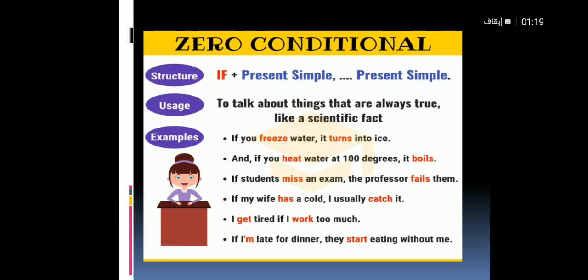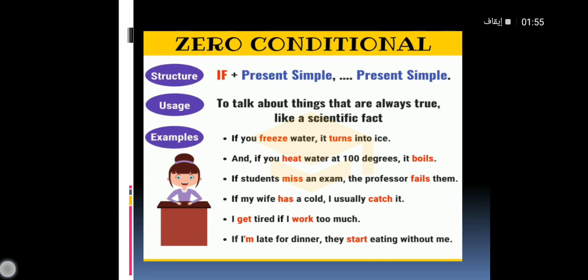As you can see, the structure of the sentences in the zero conditional is simple: if plus present simple plus present simple. So the sentence or the clause in the zero conditional is divided into two: the if clause, which has the present simple, and the main clause, which has the present simple also. When we say present simple, we are talking about verb 1 plus s or es if the subject is singular. Okay, so this is the form.